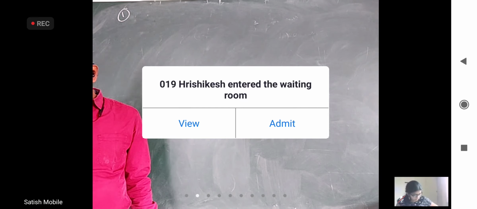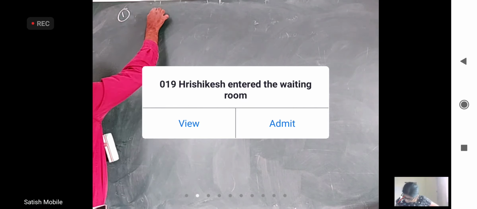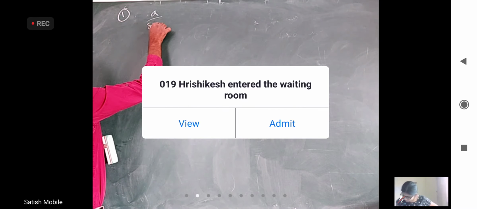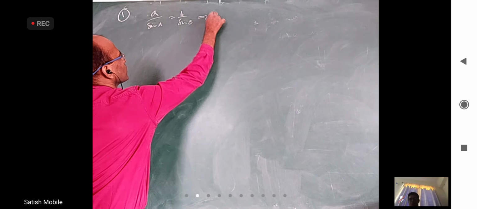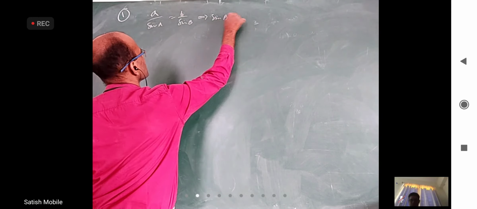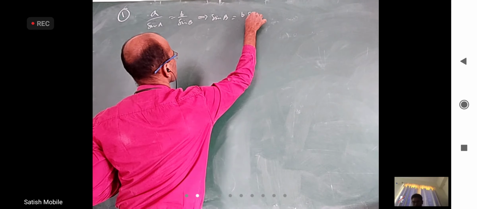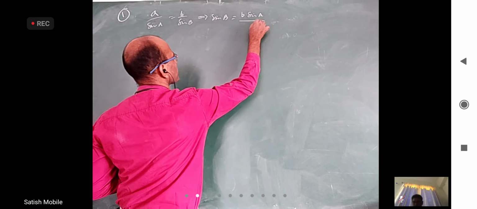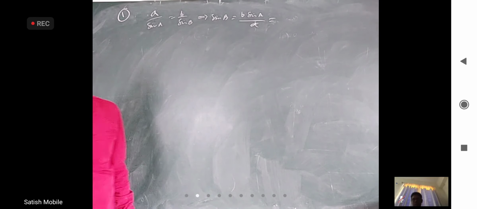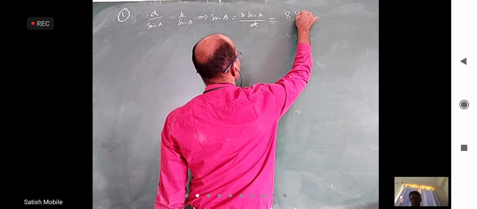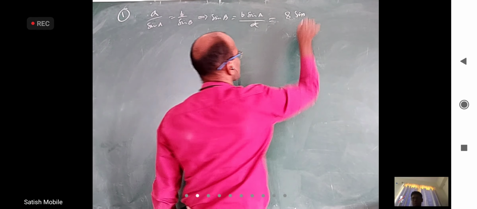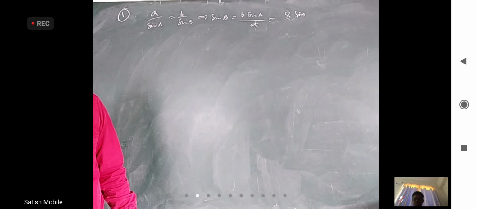So I can simply use the sine rule, right? a by sine A is equal to b by sine B. So sine B is equal to b sine A by a. Small b is 8 and this is 6, 8 into sine 30 degrees by 6.